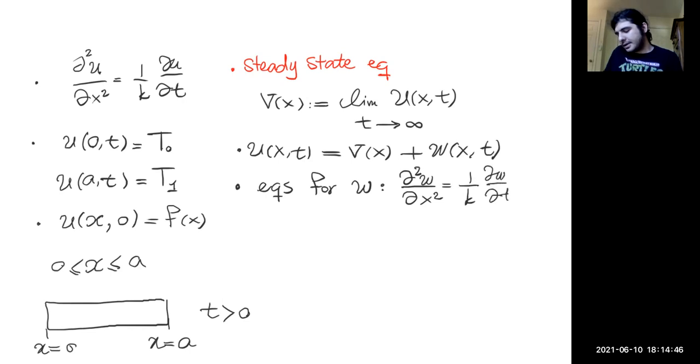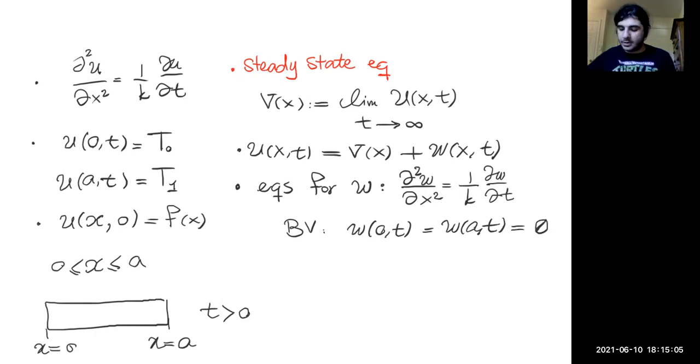The good thing here is that boundary value conditions became a lot easier to handle. So w of 0 and t is equal to w of a and t equals 0, which was good. The initial condition simply changes.